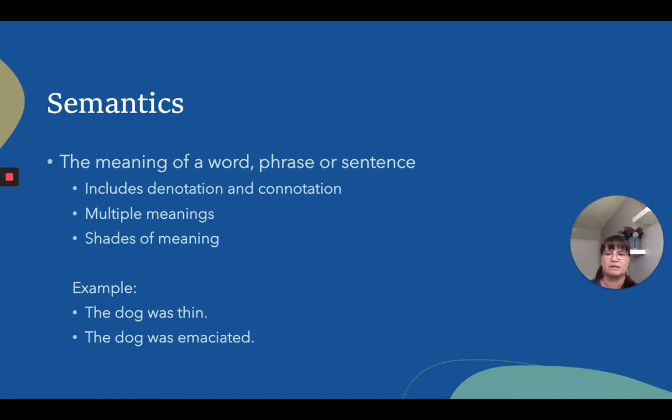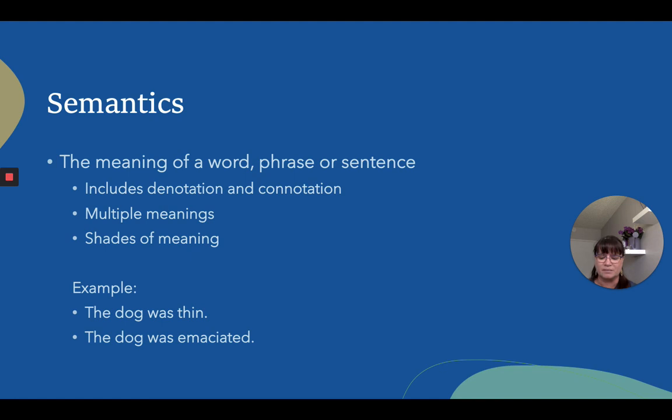So here's our example. The dog was thin. The dog was emaciated. Now, thin and emaciated are synonyms in the thesaurus, but thin has a connotation of being healthy or maybe even slightly underweight, but emaciated has the connotation of starvation. So even though the denotation is similar because they're synonyms, the connotation is very different.